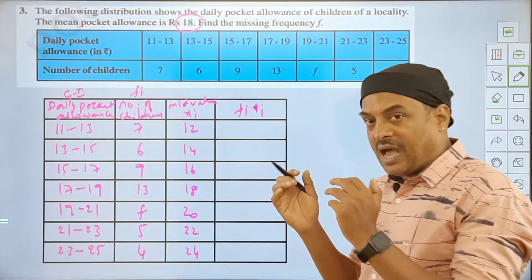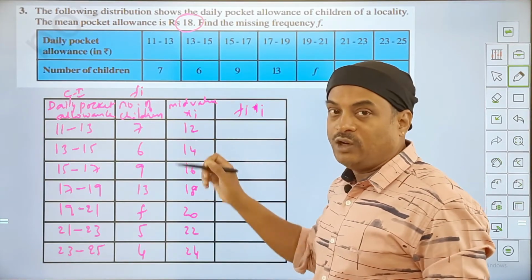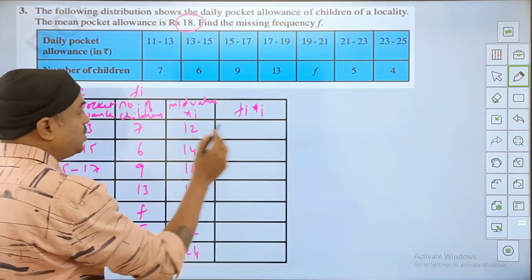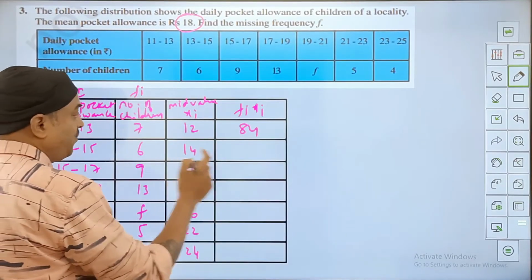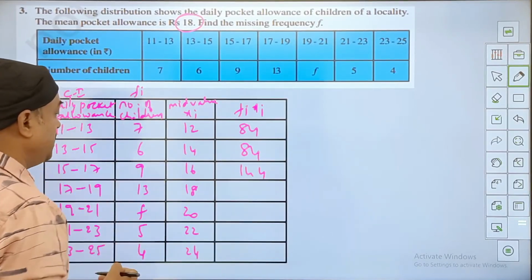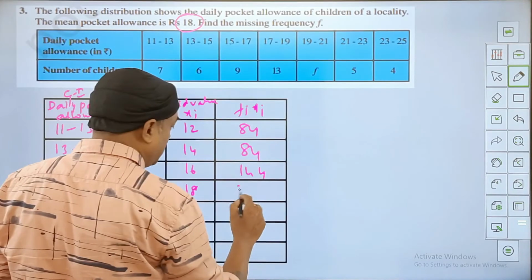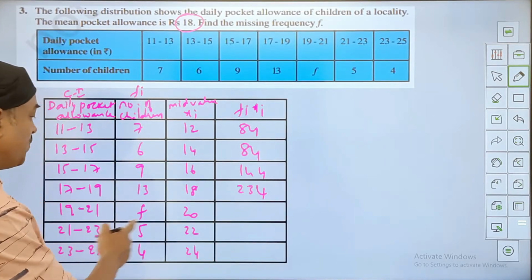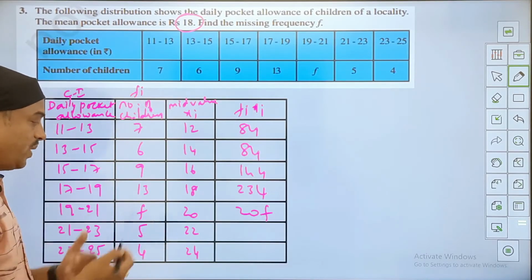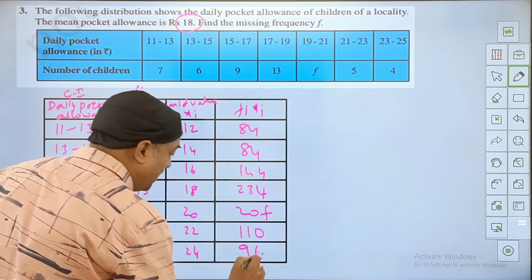So how do we do it? I'll go by the direct method here, because the numbers of frequency and the mid value are both small. We can manage to get their values. So the first value here, 7 times 12 is 84, friends. 6 times 14 is again 84, 9 times 16 is 144, 13 times 18 is 180 plus 54 will be 234. The next one, 20F. Please understand, I have to multiply the numbers. So 20 into F is 20F. The next one is 110, and the last value is 96.